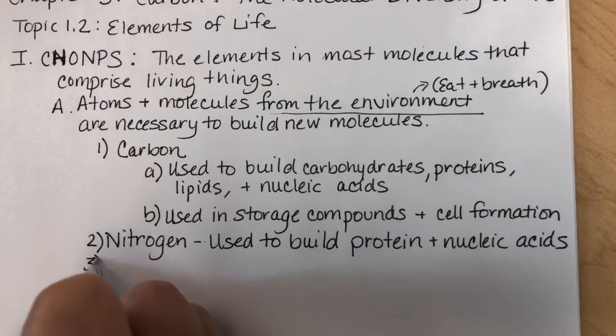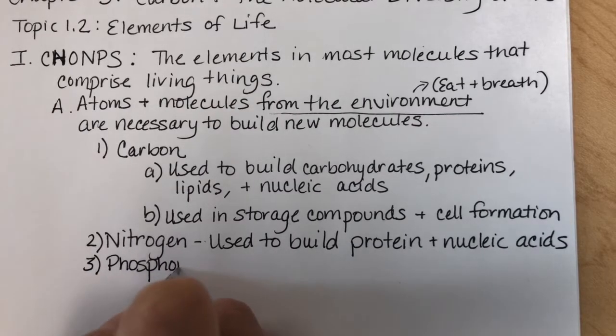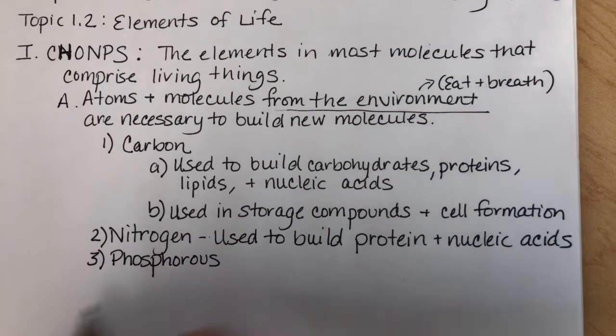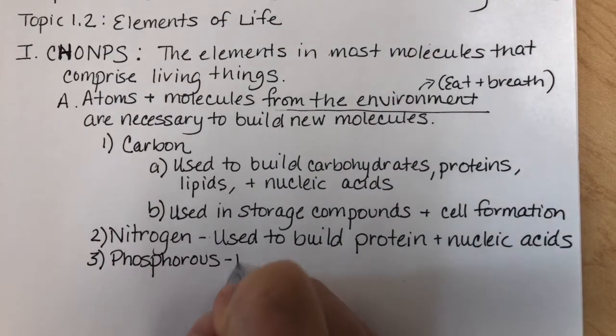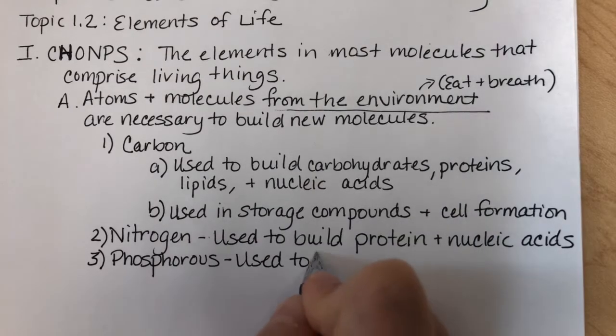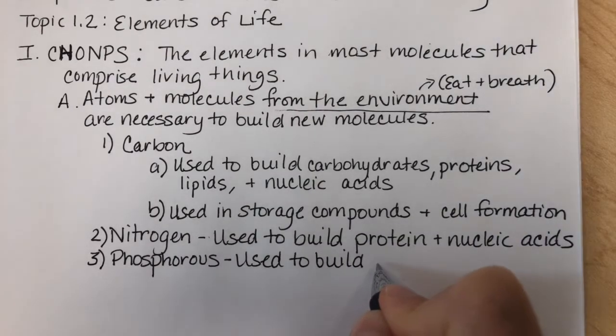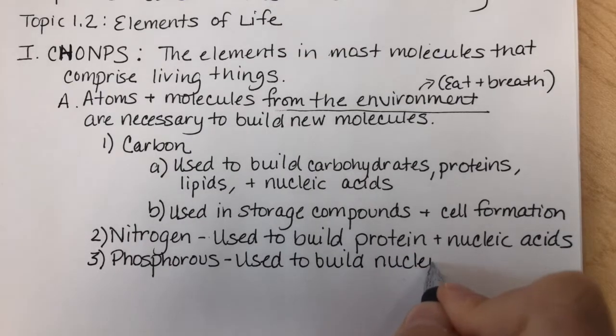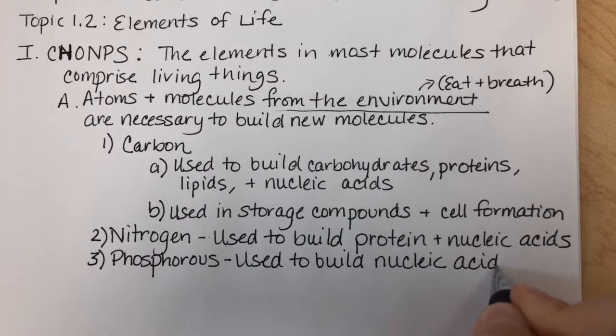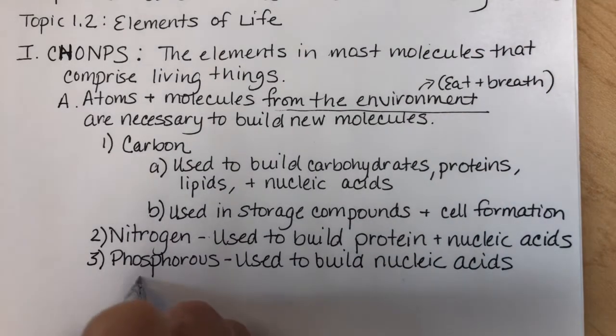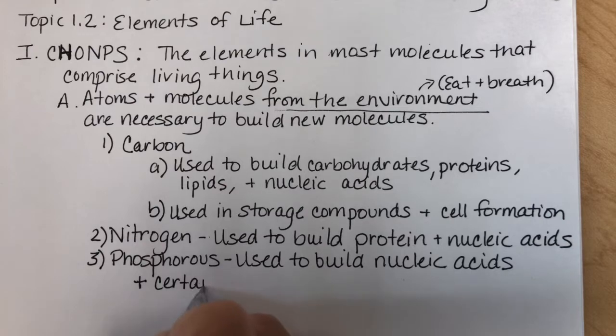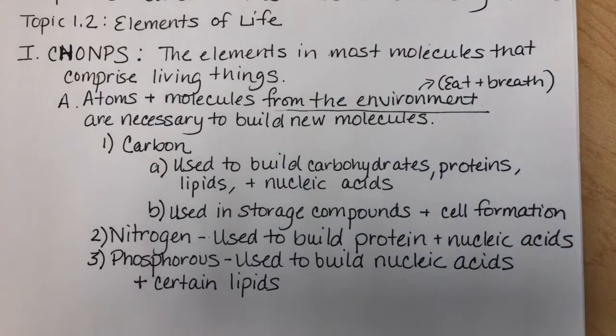And then the third one that we're going to talk about is phosphorus. That's just P. And phosphorus is used to build nucleic acids, which is the big one, and also certain lipids. Okay. So these are our atoms and molecules.